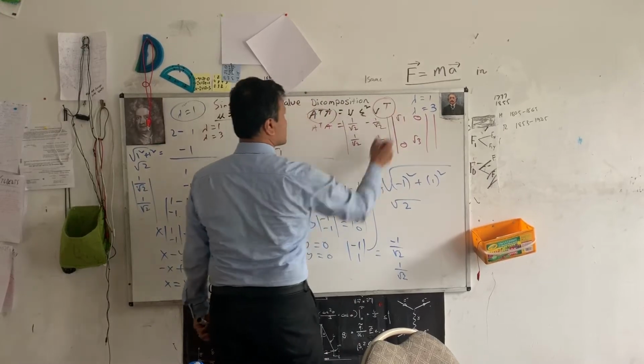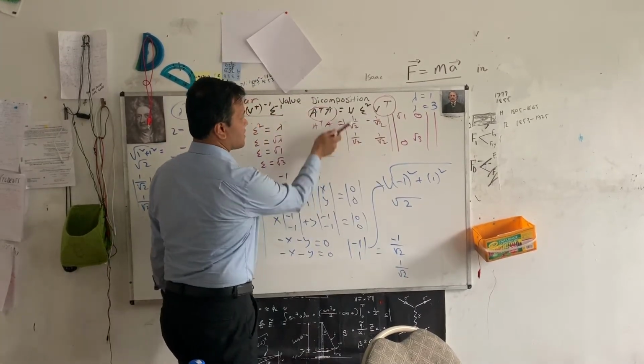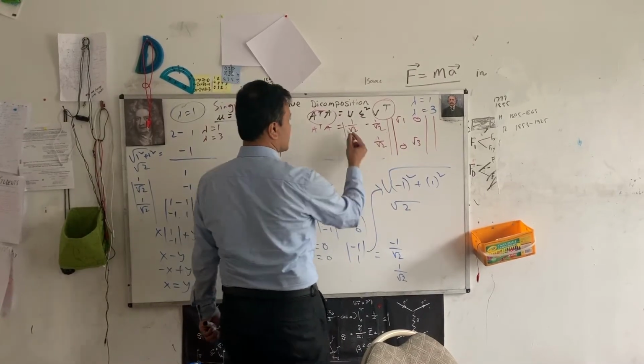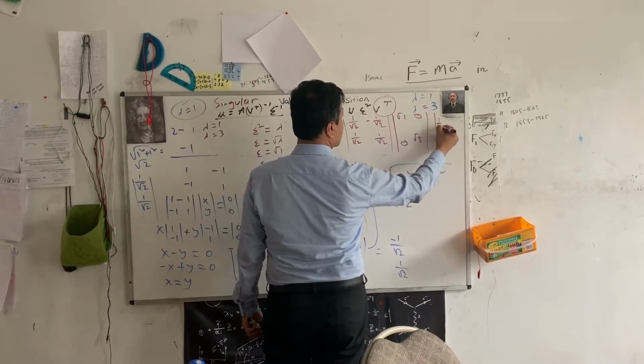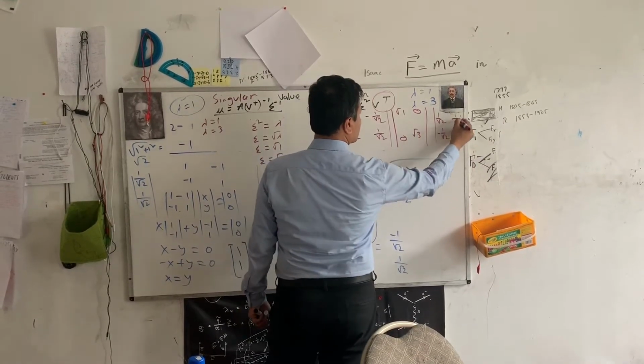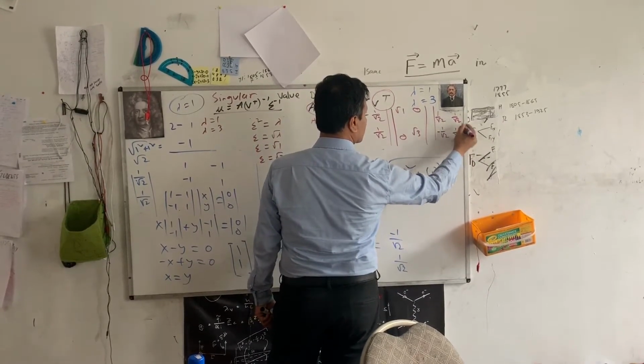And then V transpose, so we're going to transpose this one. If you transpose this one, the rows become columns and the columns become rows. So 1 over the square root of 2, minus 1 over the square root of 2, 1 over the square root of 2, 1 over the square root of 2.